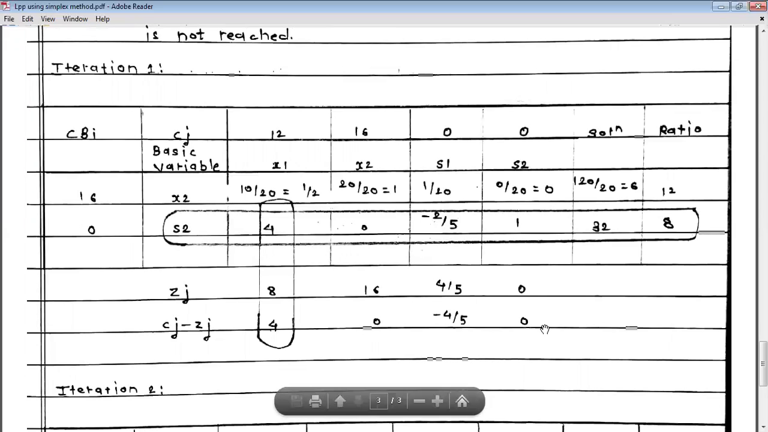Now again you have to examine the values of Cj minus Zj, and you can see here, these are negative. The optimality condition for a maximization problem is that all Cj minus Zj should be less than or equal to 0. Now these three are negative values, but there is only one positive value existing. So you have to select this as the key column.